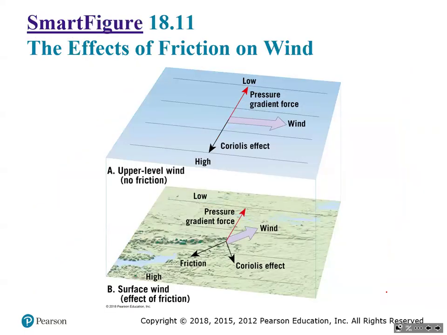Now, near the surface, friction fights back against the pressure gradient force. So you're much closer to going straight from high to low near the surface because there's friction. So these three forces, the pressure gradient force, friction, Coriolis effect, all balance out, and you get a stable wind at some angle to the right of your pressure gradient force. And it will vary from the surface up to the upper level wind as friction is reduced.